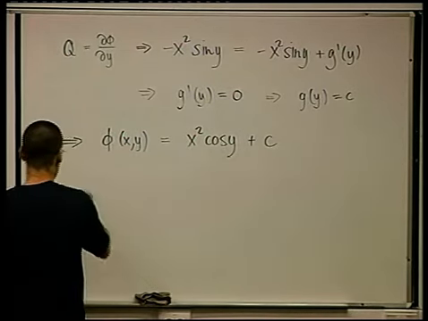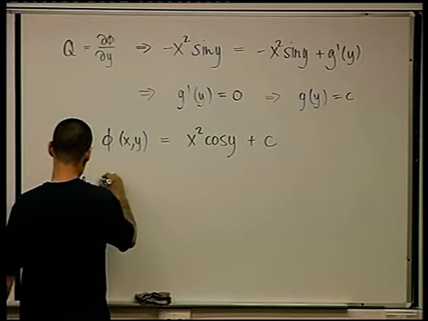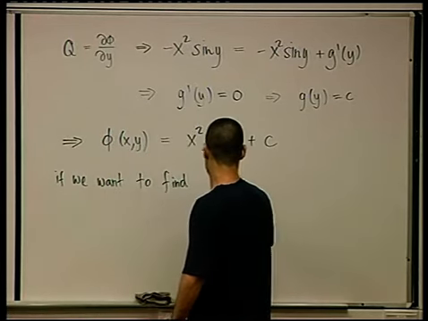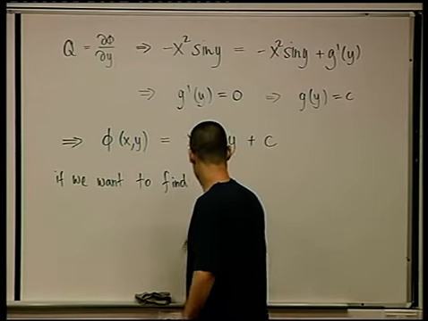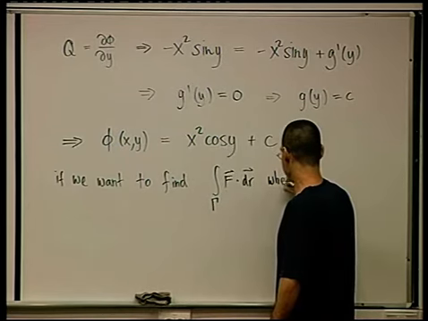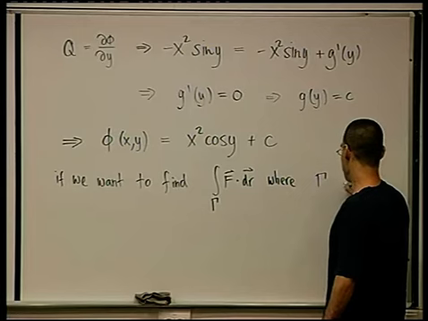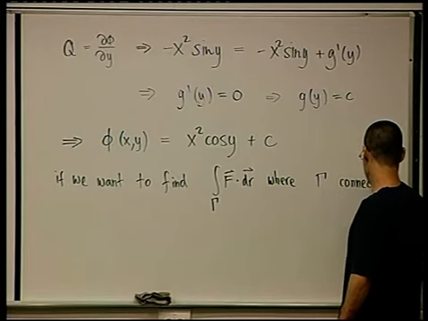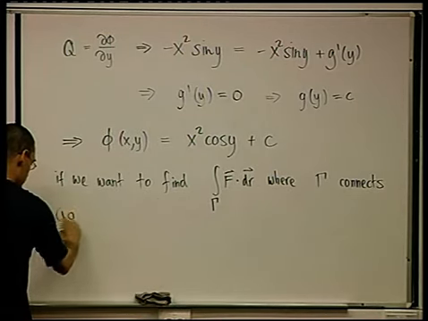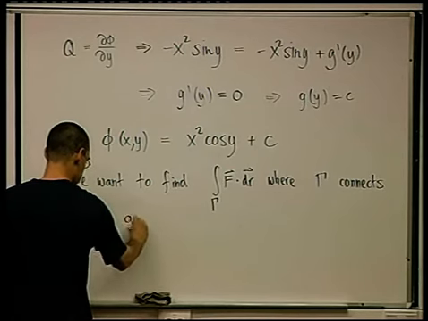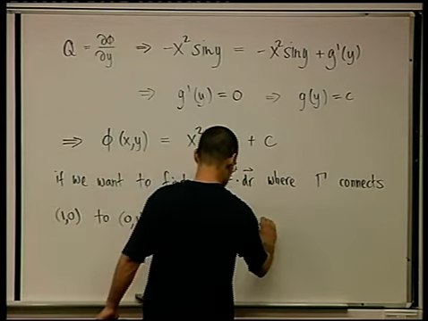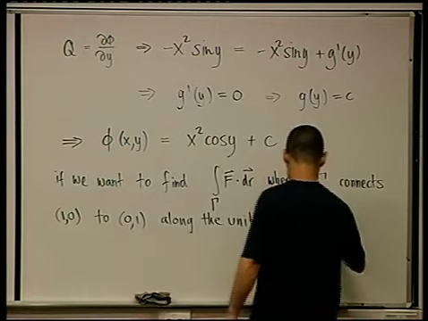So for this example, if we want to calculate, to find, for example, the integral over gamma of F dot dr for this example, where gamma connects the points, let's say (1,0) to (0,1) along the unit circle counterclockwise.